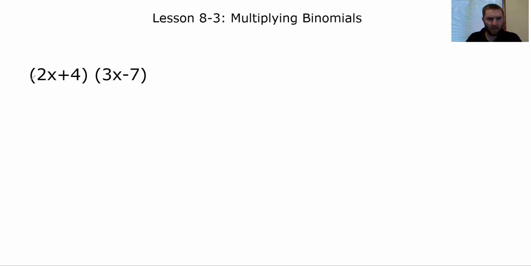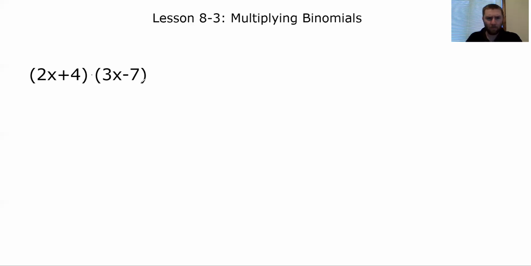So if we take this example here, we have the binomial 2x plus 4 being multiplied by the binomial 3x minus 7. Remember, two sets of parentheses next to each other does imply multiplication. You could, in theory, also see the dot in between them, but generally we don't see that when we multiply binomials. Normally we see them in parentheses. So what I need to do is multiply this binomial by this binomial and come up with what turns out to be a different looking polynomial as an answer.